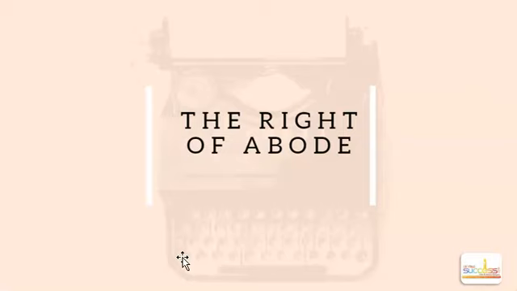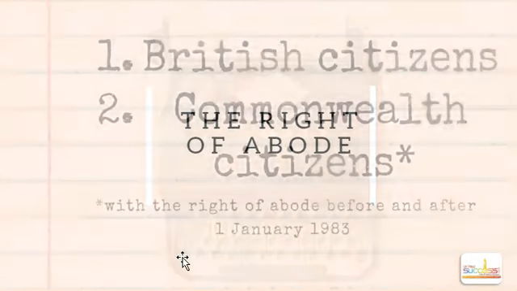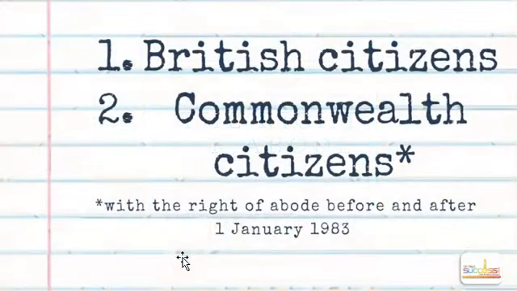And who has the right of abode? Well, there are only 2 categories of people who have the right of abode, and they are British citizens and Commonwealth citizens who had the right of abode immediately before 1st of January 1983 and who have not since then ceased to be Commonwealth citizens. Let's have a look at the second category in more detail.